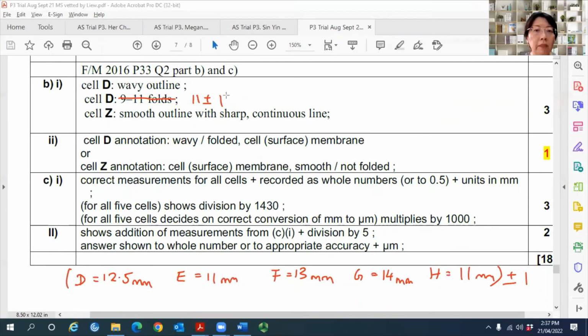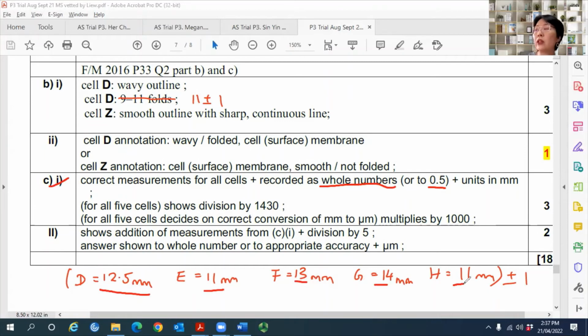Okay, so marking point is correct measurement of all the cells and recorded as whole numbers or maximum to 0.5. Like this one here is 12.5, right? The rest are all whole numbers.